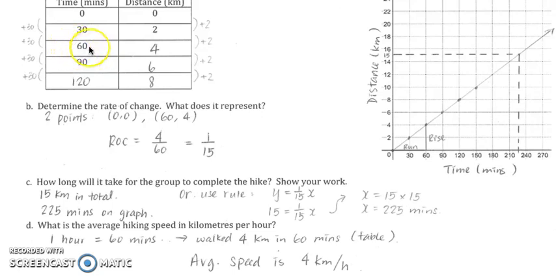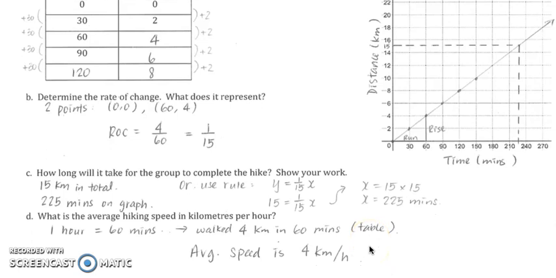So in 1 hour, the group hiked 4 kilometers. What does that sound like to you? Isn't that just your average speed of 4 kilometers per hour? And you're done.